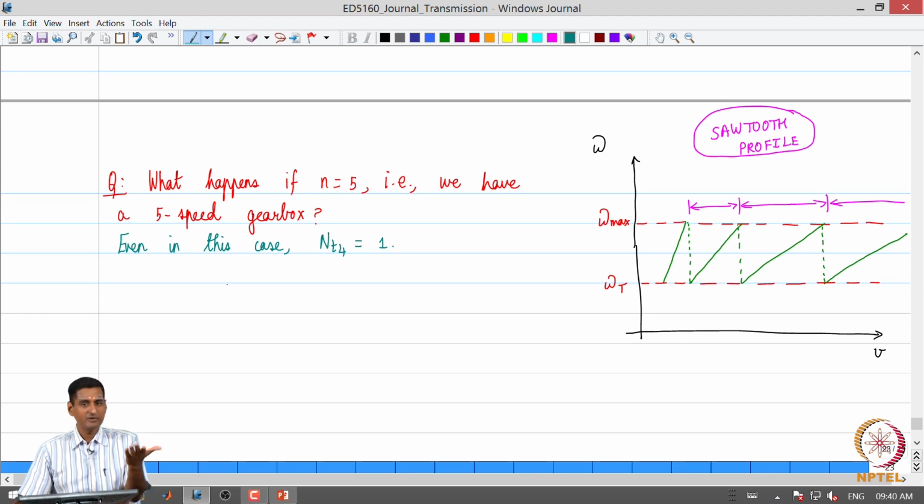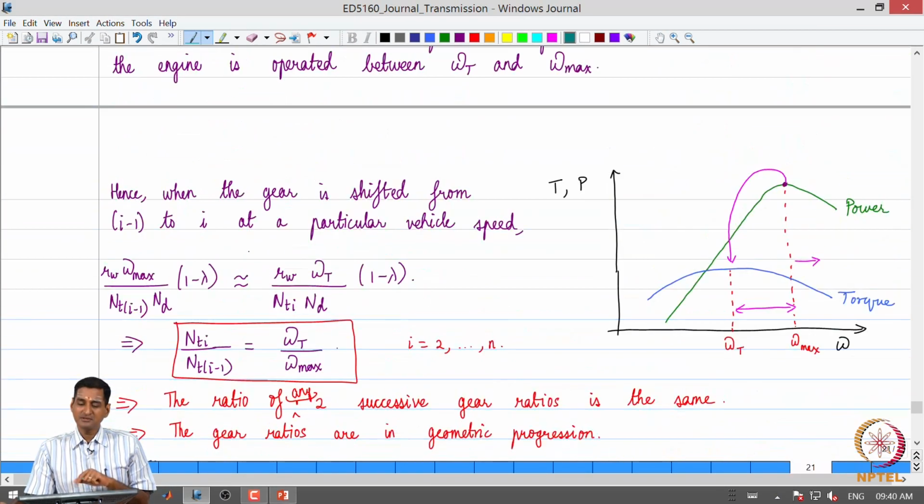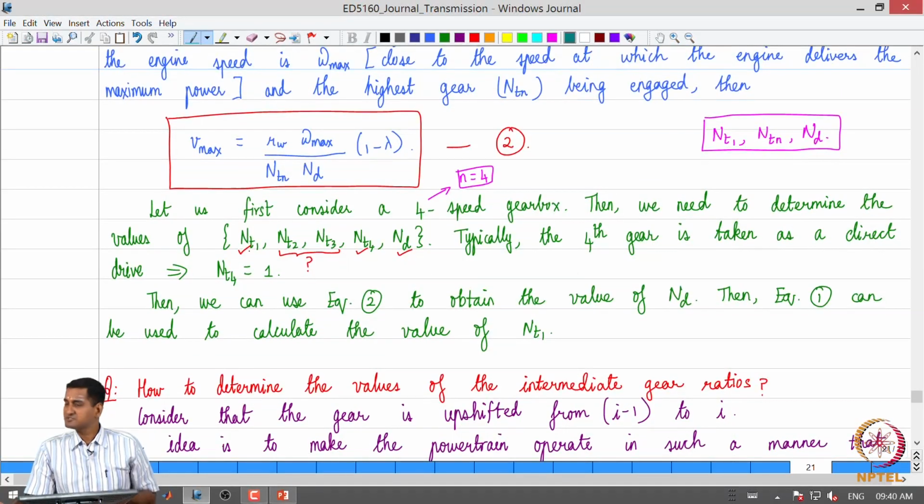So, that is why we are going for the fifth gear, okay. Now if the fourth gear is in direct drive, if we look at the equation for maximum speed, I will not be able to find ND. Why? Because the maximum speed will be obtained now when I am in the fifth gear. So, if I substitute small n equals 5, I still have two unknowns, because I do not know NT5, I do not know ND.